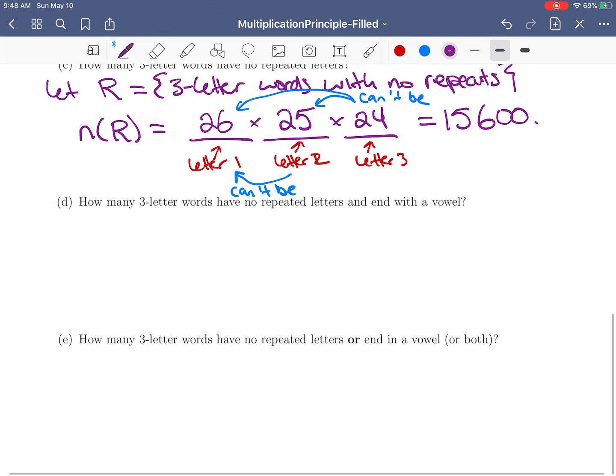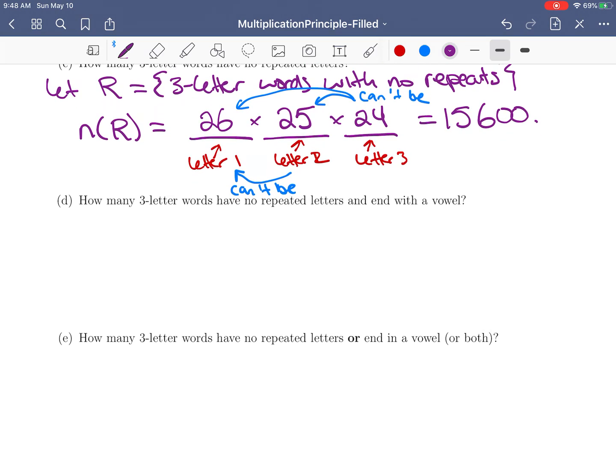Slightly harder example. How many 3-letter words have no repeated letters and end in a vowel? This means that they're in set R, and ending in a vowel means they're in set V. So what we're actually looking for here is the number of words in R intersect V. Again, we have 3 letters, so I'm going to start with my 3 spots.